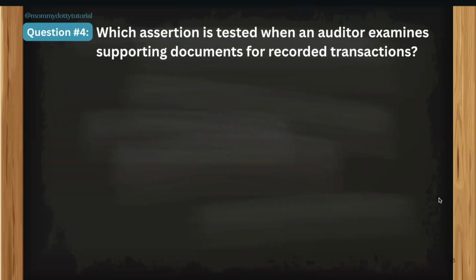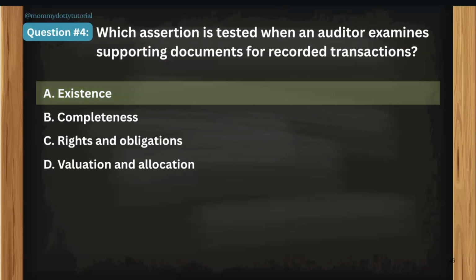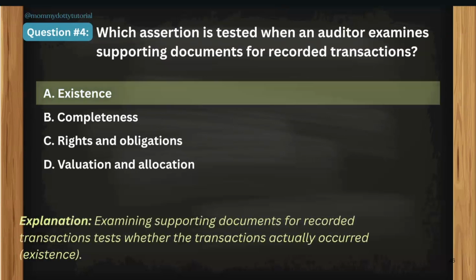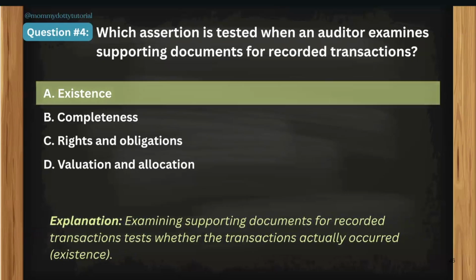Okay. Let's go to question number 4. Which assertion is tested when an auditor examines supporting documents for recorded transactions? A, existence. B, completeness. C, rights and obligations. And D, valuation and allocation. You may pause the video to think. The correct answer is letter A, existence. Examining supporting documents for recorded transactions tests whether the transactions actually occurred. So it's the existence.